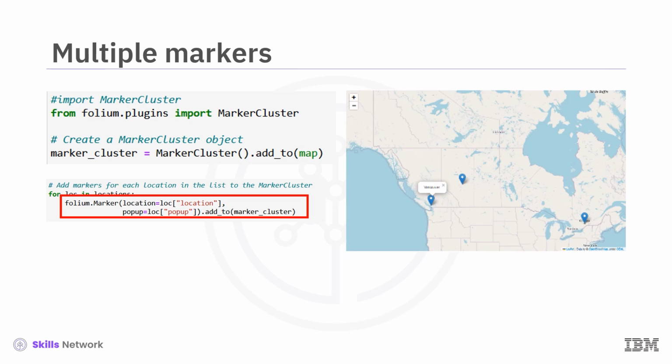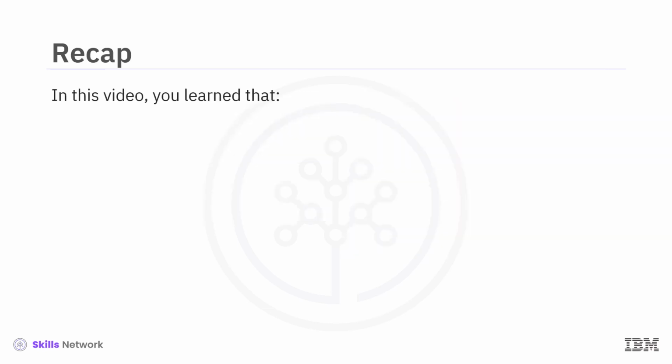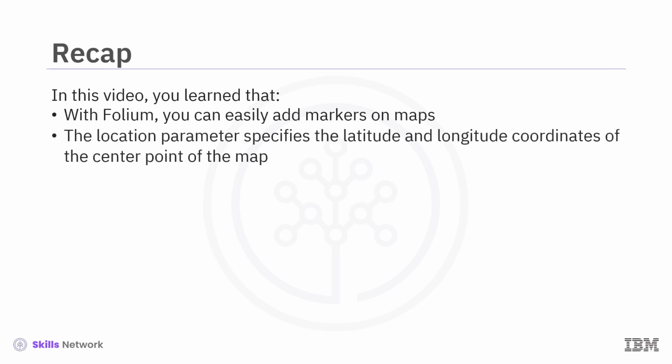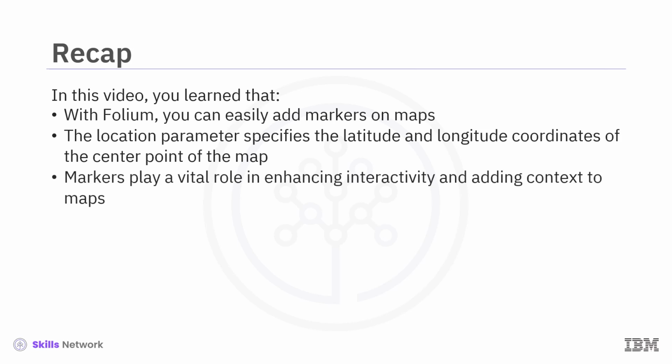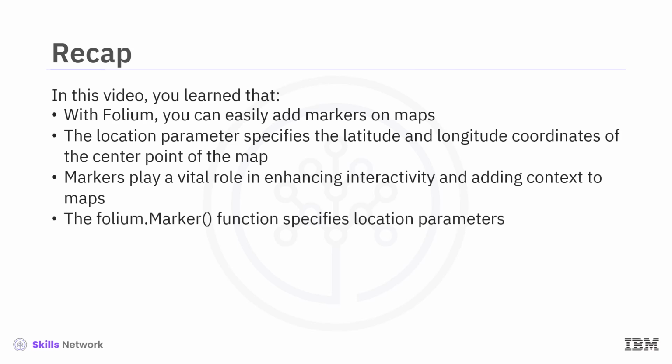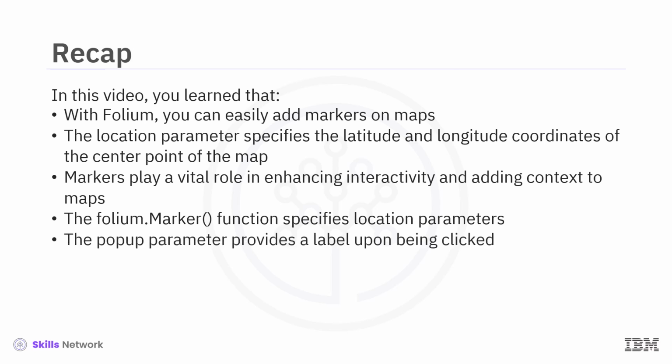In this video, you learned that with Folium, you can easily add markers on maps. The location parameter specifies the latitude and longitude coordinates of the center point of the map. Markers play a vital role in enhancing interactivity and adding context to maps. The folium.Marker function specifies location parameters. The popup parameter provides a label upon being clicked. Markers can be created using a feature group.